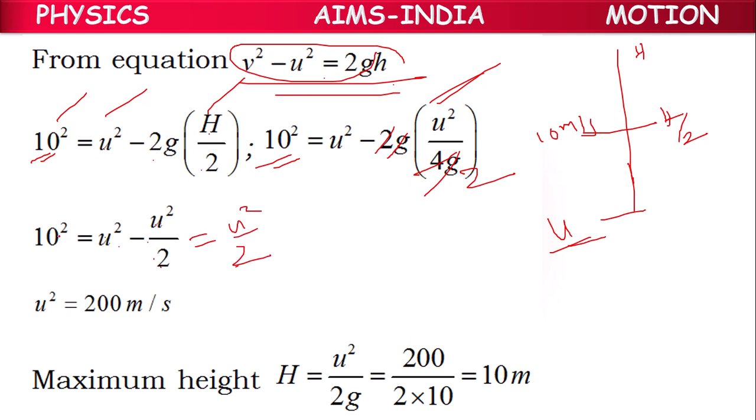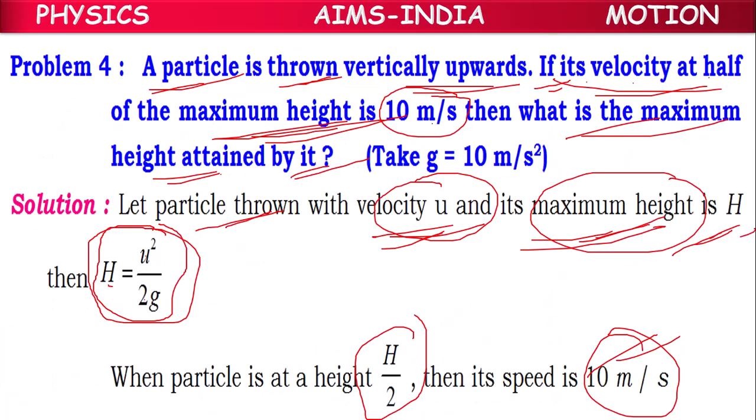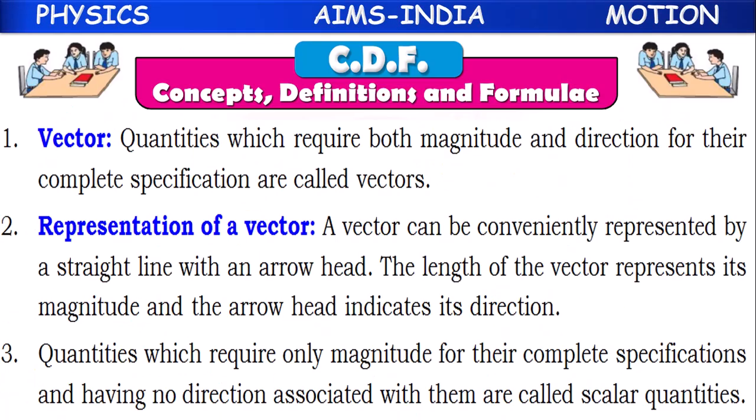So 2 into 10 square. 10 square means 100. 2 into 100, 200. u square equals 200. So maximum height equals u square by 2g, 200 by 2 into 10. Cancellation, 10 meter is the maximum height. Okay, children, these are the solved problems.